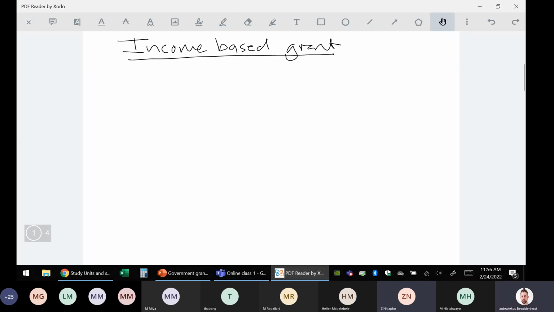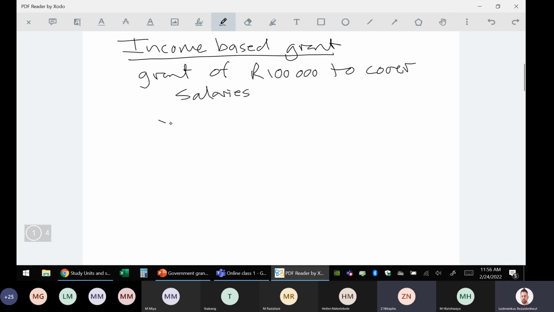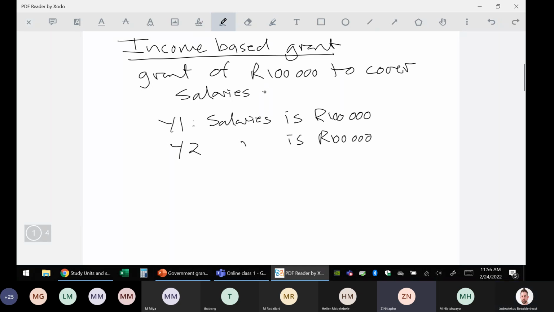So for instance, we receive a grant of 100,000 to cover salaries. Year one, salaries is 100,000. Year two, the salaries is also 100,000. It covers 20% of our costs. All right, so what does that mean?